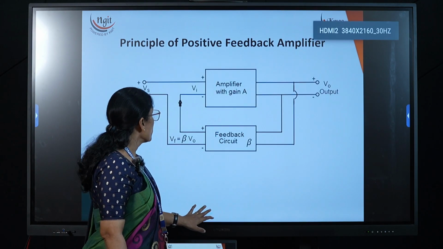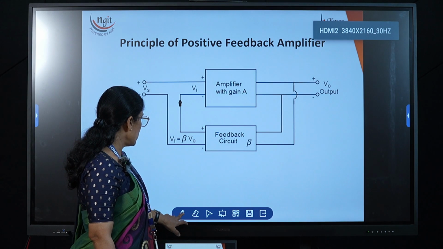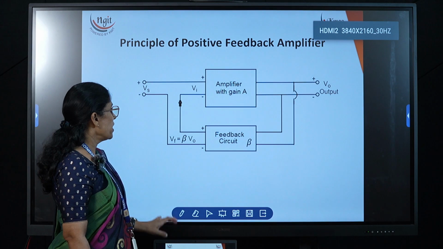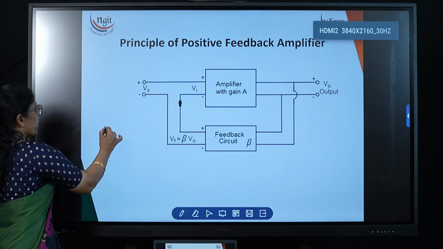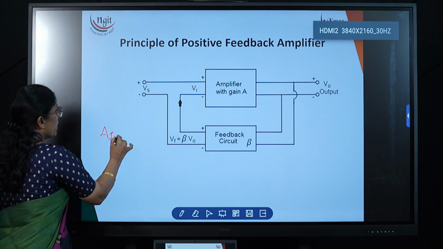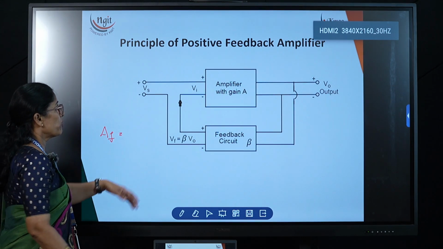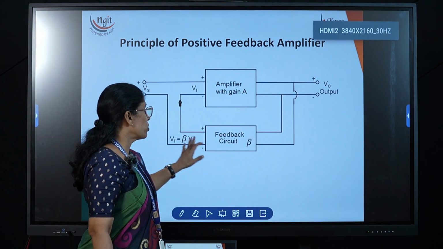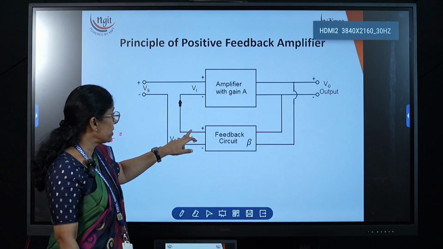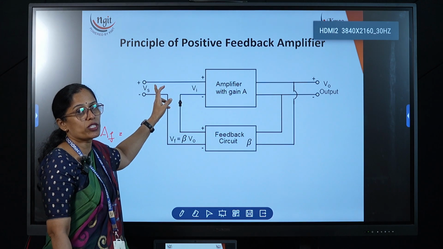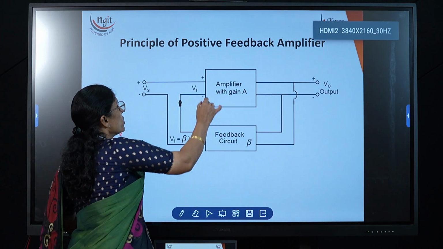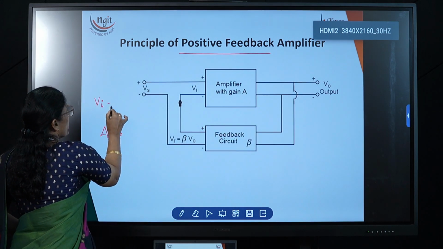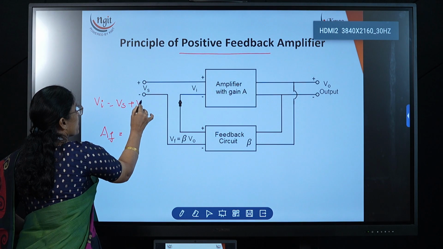Now coming to the principle of the positive feedback amplifier, we have already derived the gain with feedback expression in the feedback concepts. Now if I apply positive feedback, it means part of the output is fed back to the input, which is called feedback. Where this feedback signal is in phase with the input signal, we call it positive feedback. Now in this case, Vi is equal to Vs plus the feedback signal.